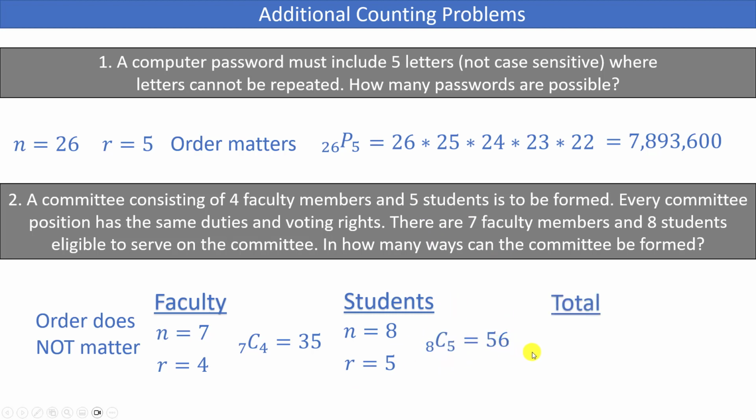So how would we find the total? Well, this is another idea of the multiplication rule of counting, right? So we have a committee which is going to have faculty members, and there's 35 ways to choose the faculty members, and there's 56 ways to choose the students. So in total, there's 35 times 56 ways to choose both of those things. So that comes out to 1,960 different ways you could choose this committee.